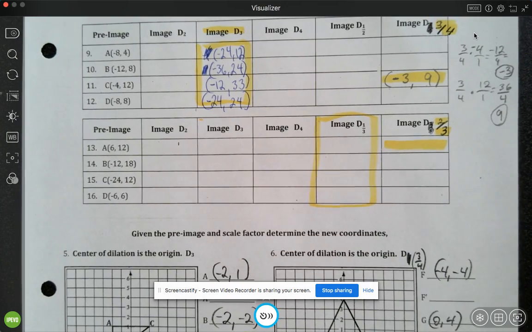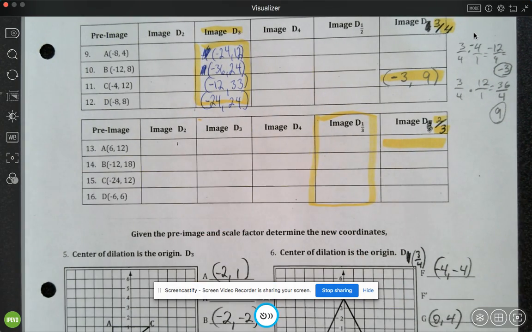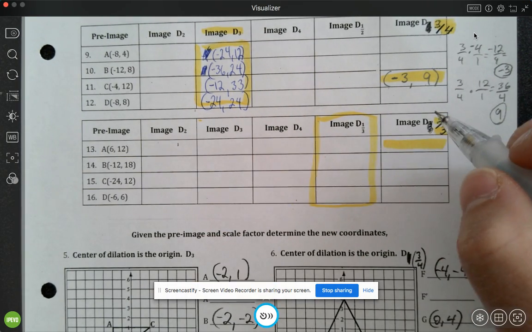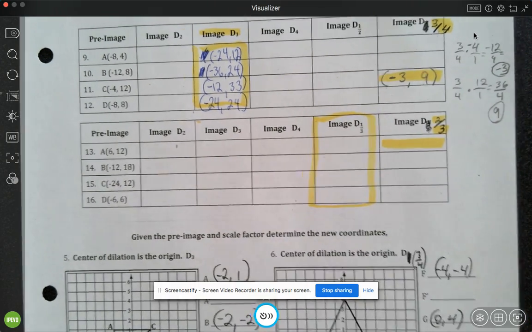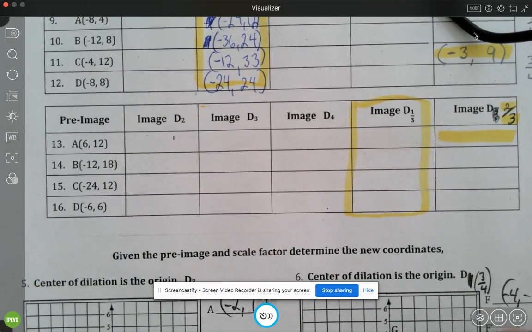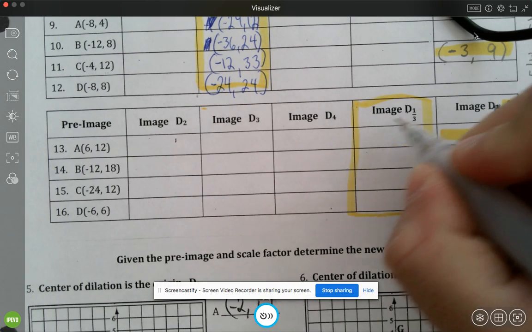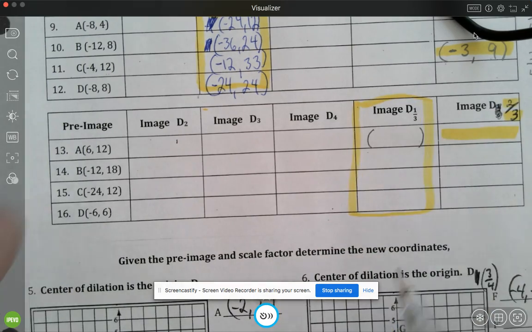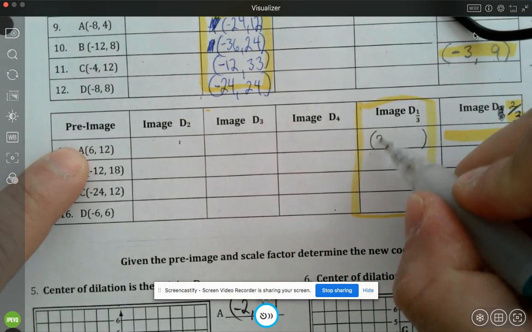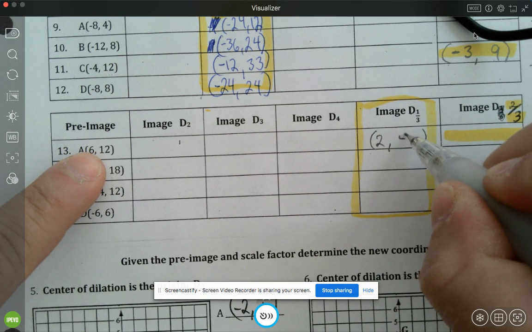The next one that I want to do for you is these coordinates with a 1/3 dilation. Remember we talked about in class, 1/3 is one of the easy ones you can do mentally. You're just really dividing by 3. So if this one, 6 divided by 3 is 2. 12 divided by 3 is 4.